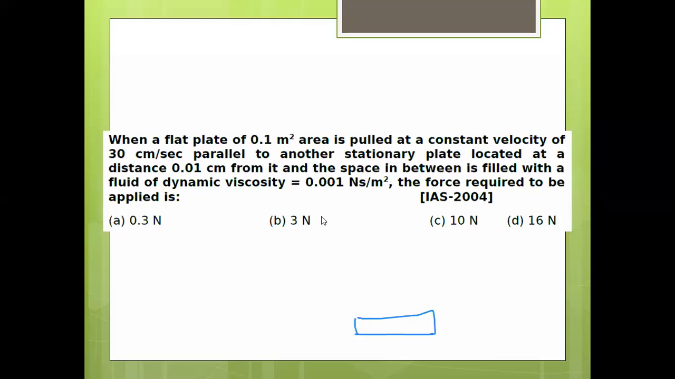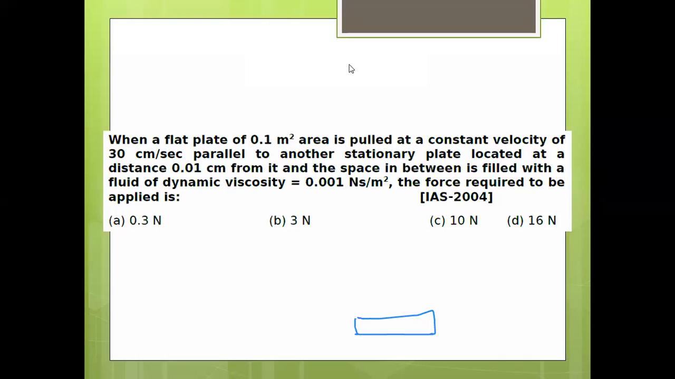So in mind you can do small calculations and directly put the answers. 30 centimeter per second, parallel to another stationary plate located at a distance of 0.1 centimeter from it. Again, here is the other value, the distance. One plate is stationary, so you can say the stationary plate is at a distance of 0 meter, and the plate which is moving is at a distance of 0.01 centimeter.